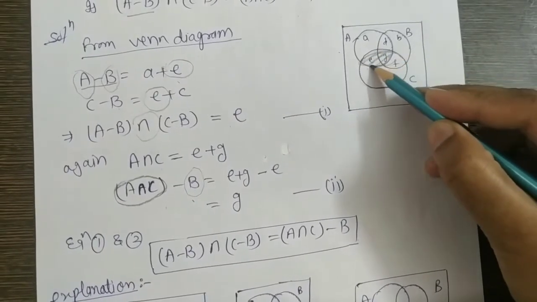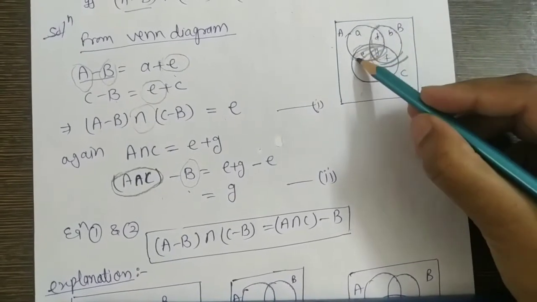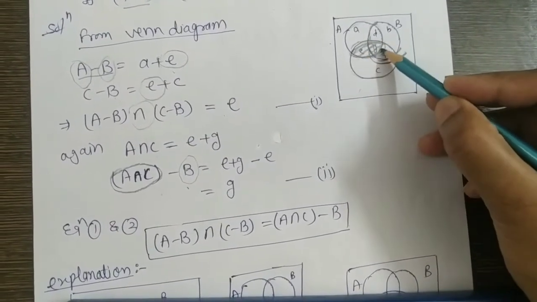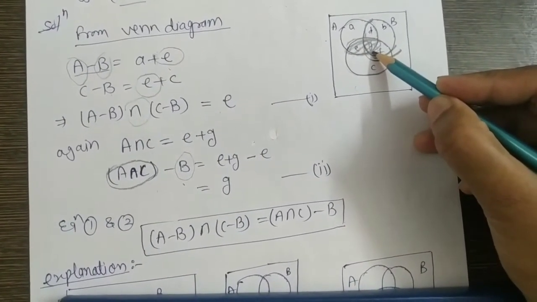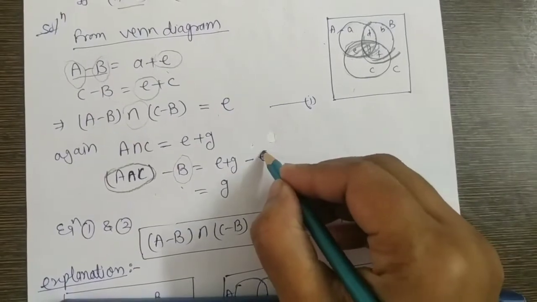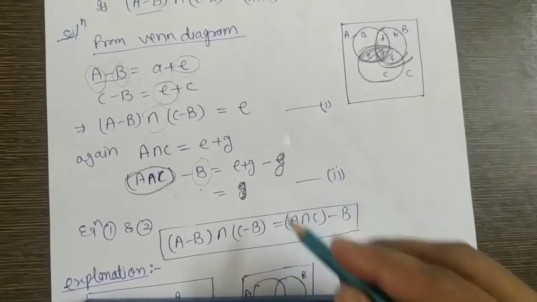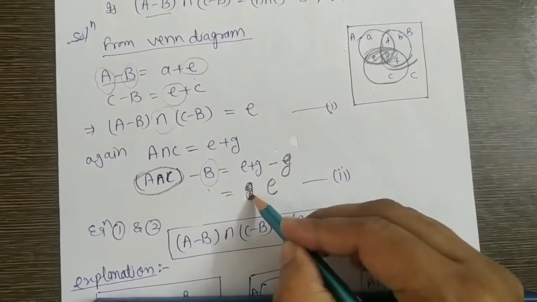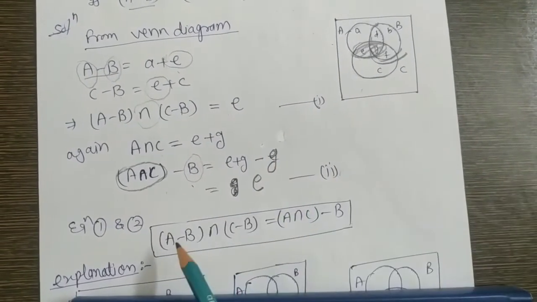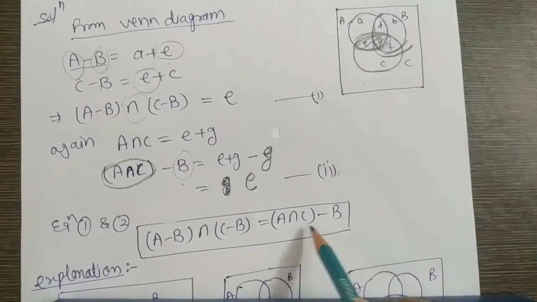From this, remove B. What is B? Only G. In this set, we have only the G part of B. So from this part, we will remove G. I had written that by mistake, that is G. Then what are we left with? That is E. From equations first and second, that is proof that (A minus B) intersection (C minus B) is equal to (A intersection C) minus B.